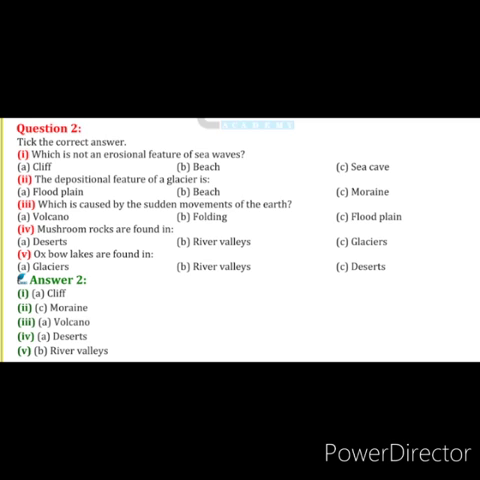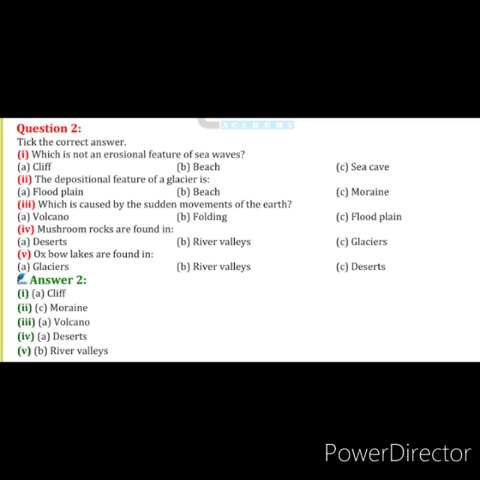Question number 2 is, tick the correct answer. So the questions and just below them the answers are given here. Just go through these questions and understand the answers. The first question is, which is not an erosional feature of the sea? And the correct answer is cliff.